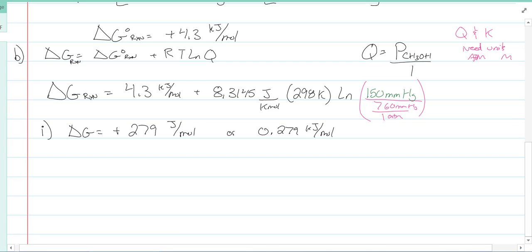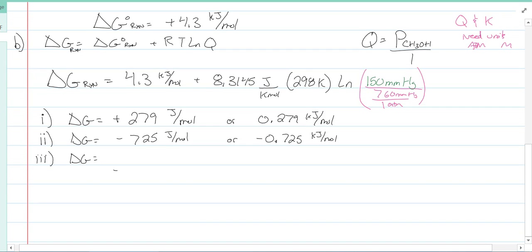So for 2, delta G, I get negative 725 joules per mole, or negative 0.725 kilojoules per mole. And for the 3, I get negative 6,430 joules per mole, or negative 6.43 kilojoules per mole.